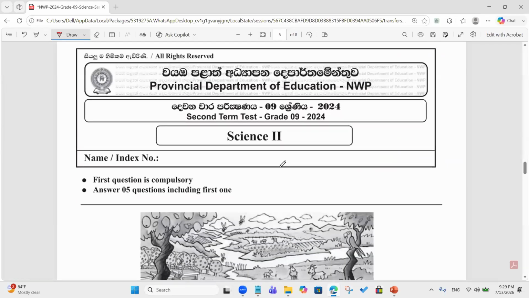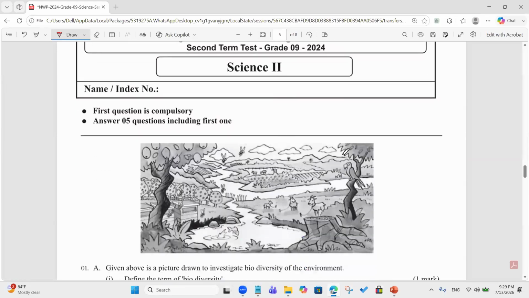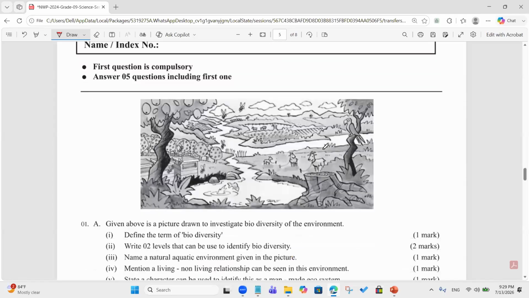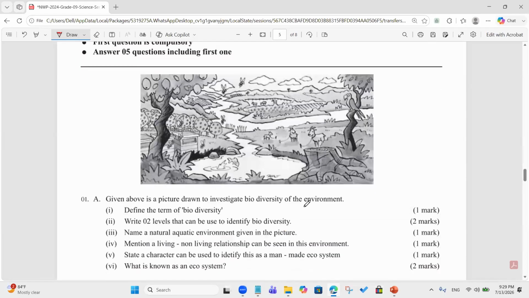Right, this is the first question. This question is based on the lesson biodiversity. Let's see what the given answers are. Given above is a picture drawn to investigate the biodiversity of the environment. Define the term biodiversity. How do you define it? Can anyone tell me your answer first?